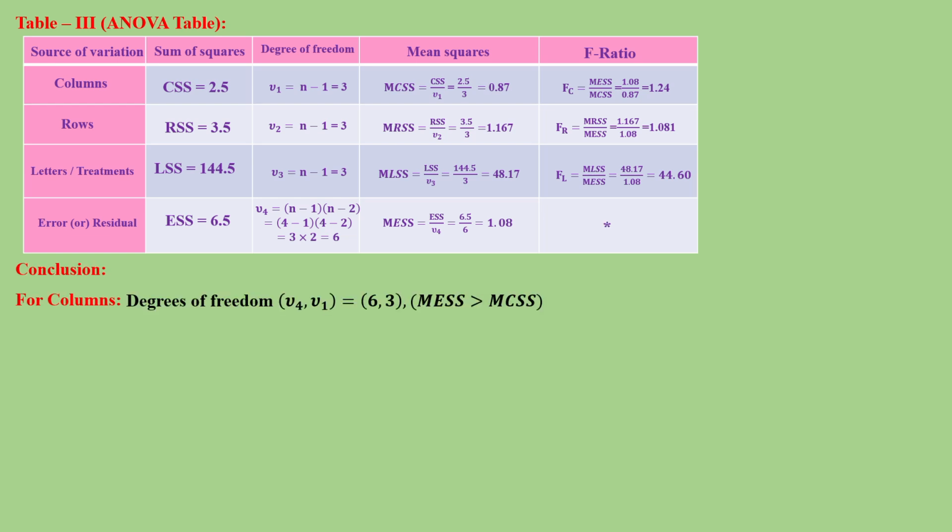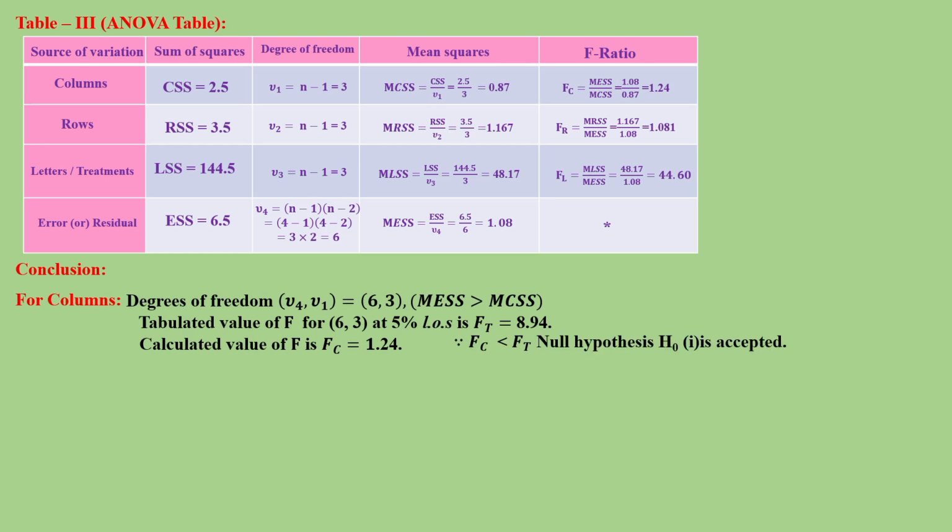Next, conclusion for columns, degrees of freedom V4, V1. Whenever you are writing the degrees of freedom, first write the greatest one, then the smallest. That is numerator degrees of freedom and denominator degrees of freedom. So V4, comma V1, 6, comma 3. So the tabulated value of 6, comma 3 at 5% level, FT tabulated value, right, 8.97. So compare FC and FT. So FC is less than FT, therefore null hypothesis 1 is accepted.